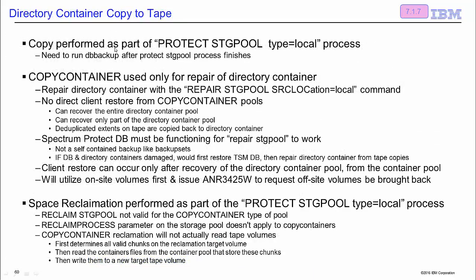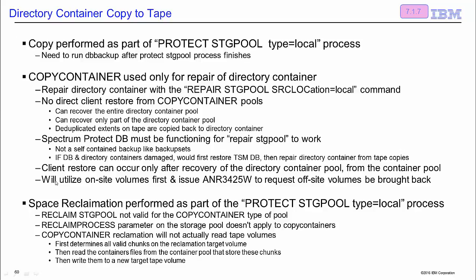First off, the copies to tape are performed incrementally as part of our protect storage pool type equals local process. And the copy container is going to be used to repair the directory container only when we run this repair storage pool source location equals local command. Your Spectrum Protect database obviously has to be up and running prior to being able to run this repair command. So if you did have a complete loss of your primary Spectrum Protect server, you would first of all restore your Spectrum Protect database, and then you would go through this repair storage pool command to restore and repair and rebuild your directory containers.